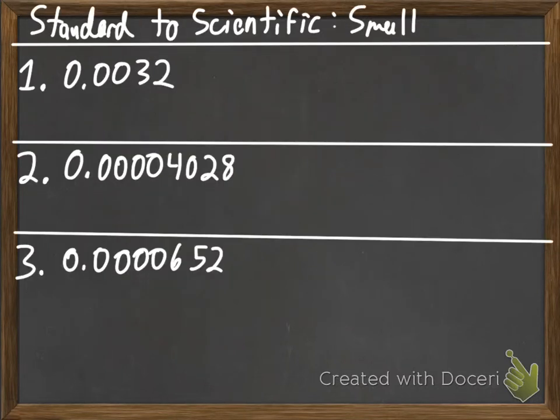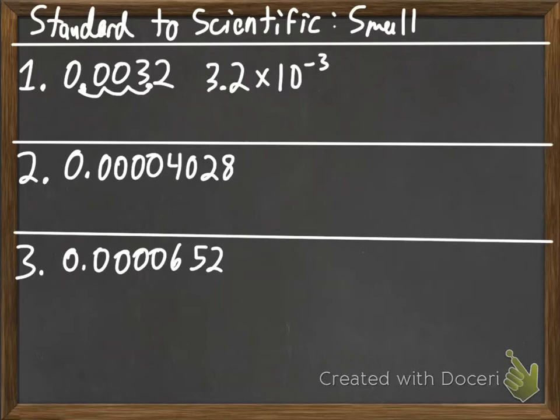Okay, now we're going to go standard to scientific. So these are small, these are decimals. First thing, we identify the decimal point. It's right here, and then we're going to move it so that it is after the first number you get to. So we hit 3, we go past it. So 3.2 times 10, and this time it's going to be a negative exponent. So we moved it 1, 2, 3, so times 10 to the negative third.